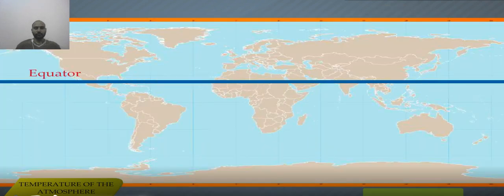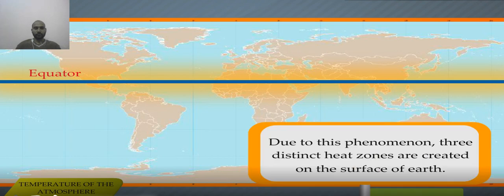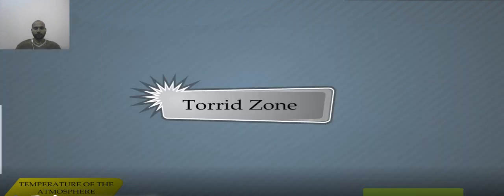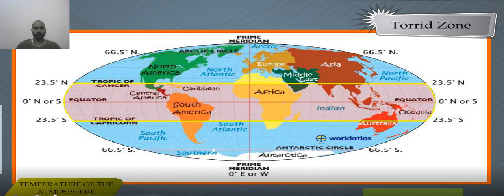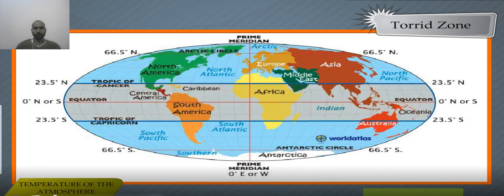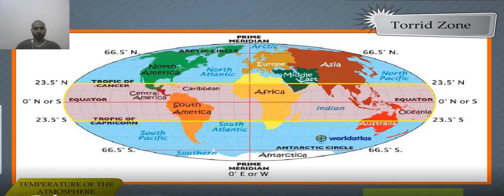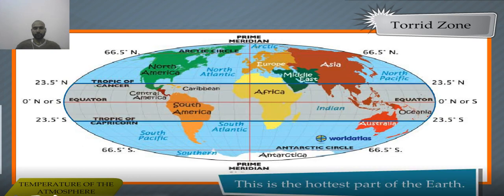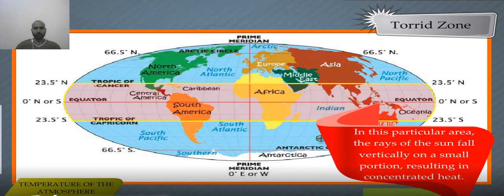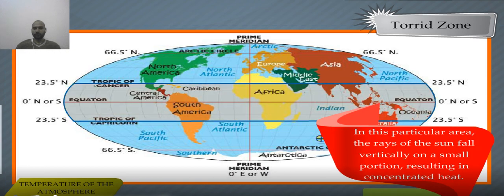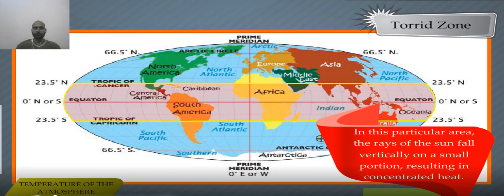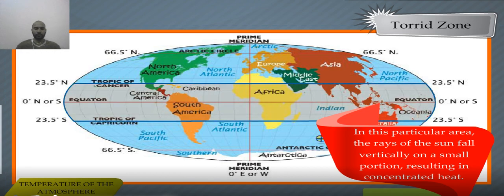The Earth does not receive the same amount of heat everywhere. Near the equator, the amount of heat is maximum. And as we start moving away from the equator, due to this phenomenon, three distinct heat zones are created on the surface of Earth. Torrid zone. It lies between the Tropic of Cancer and the Tropic of Capricorn, 23.5 degree north and 23.5 degree south respectively. This is the hottest part of the Earth. In this particular area, the rays of the sun fall vertically on a small portion, resulting in concentrated heat.